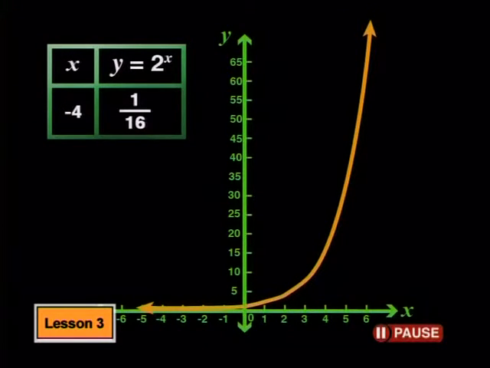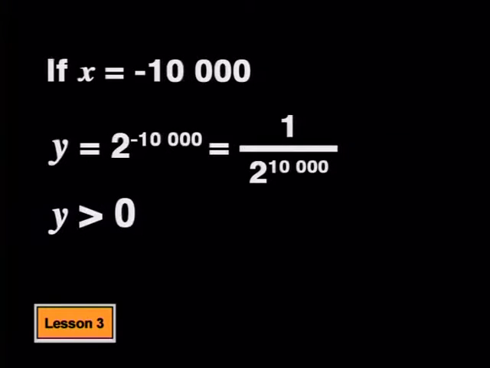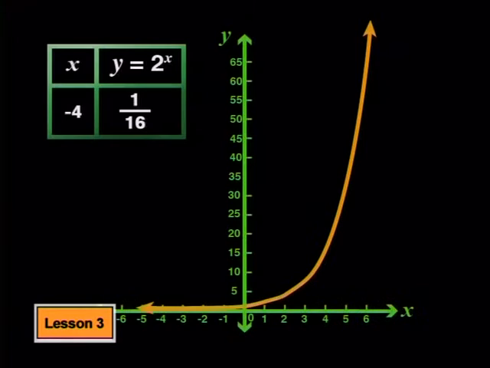As x decreases, when do you think the y value will go below the x-axis? This is what makes this graph interesting. The y value can't ever reach a value of 0, never mind go below the x-axis. For example, if x is negative 10,000, y will still be a very small positive fraction greater than 0. So as the x values decrease, the y values get closer and closer to 0 without ever reaching 0. We can show this with an arrow on the graph.